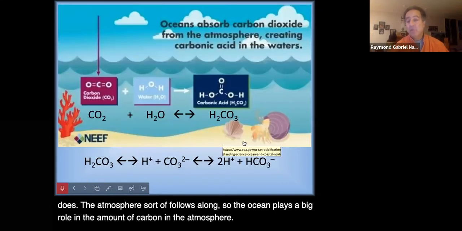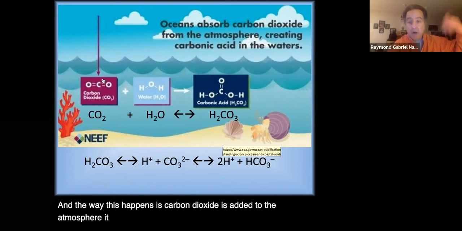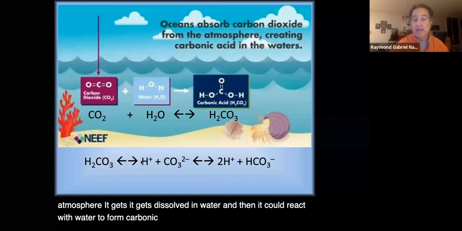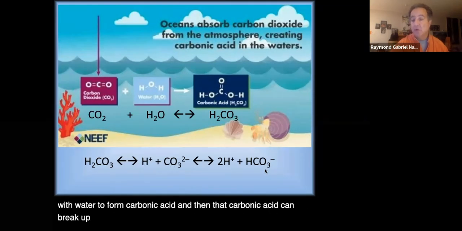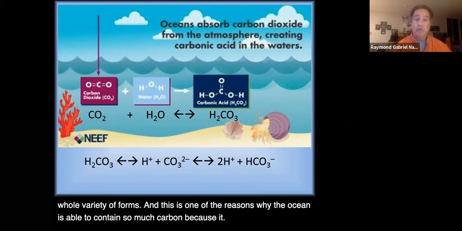And the way this happens is, carbon dioxide is added to the atmosphere. It gets dissolved in water, and then it can react with the water to form carbonic acid, and then that carbonic acid can break up into other forms of carbon. So carbon can find its way into a whole variety of forms, and this is one of the reasons why the ocean is able to contain so much carbon, because it ultimately reacts with water.